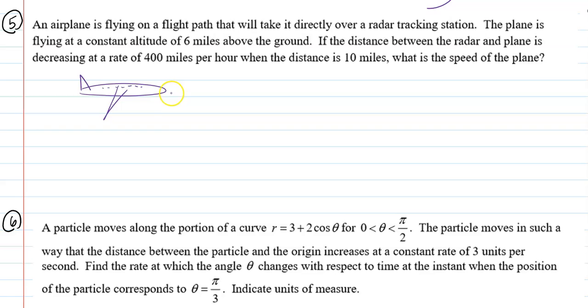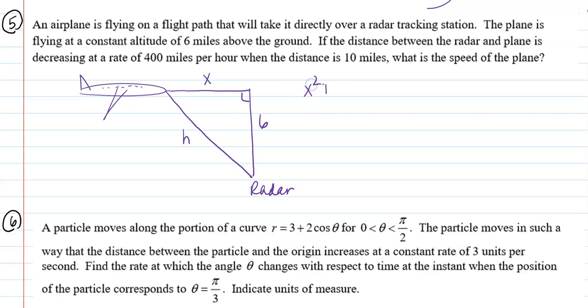And that plane is flying at a constant elevation, or constant altitude, of 6. So I am going to make this a right triangle, and that's going to be 6 miles high. Here's the radar. And so we have 2 different values here. Let's call this h, let's call this x. And so here we are governed by a right triangle again.